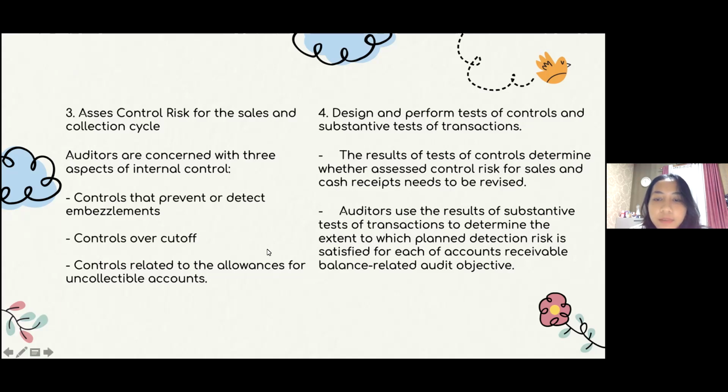The fourth step is design and perform tests of controls and substantive tests of transactions. The result of tests of controls determines whether assessed control risk for sales and cash receipts needs to be revised. Auditors use the result of substantive tests of transactions to determine the extent to which planned detection risk is satisfied for each accounts receivable balance-related audit objective.